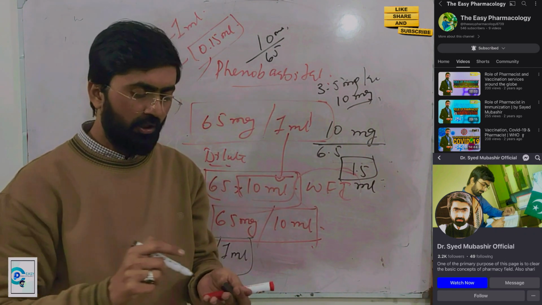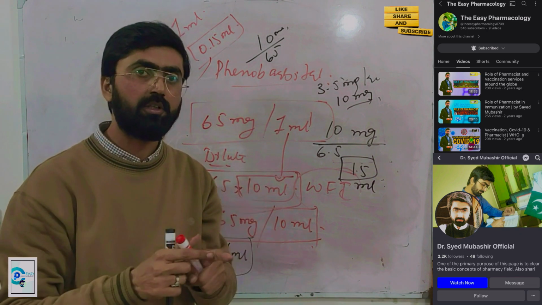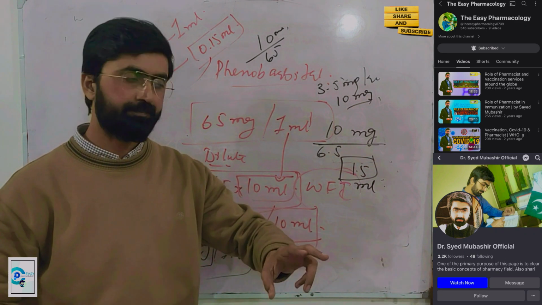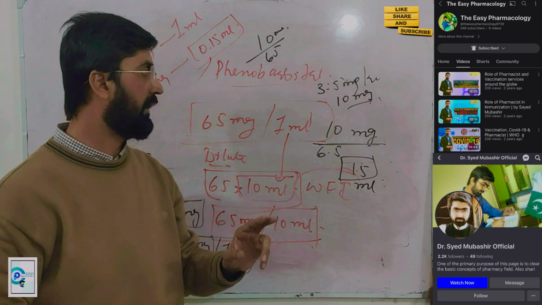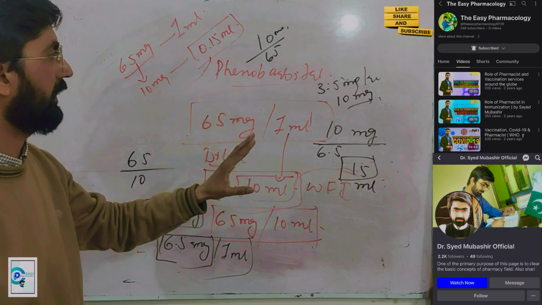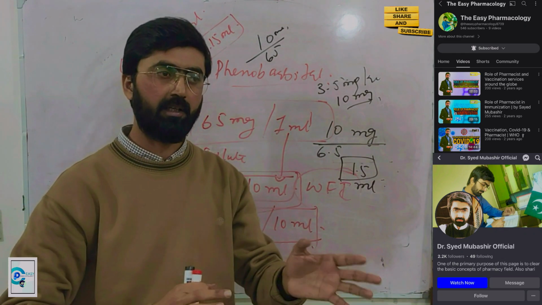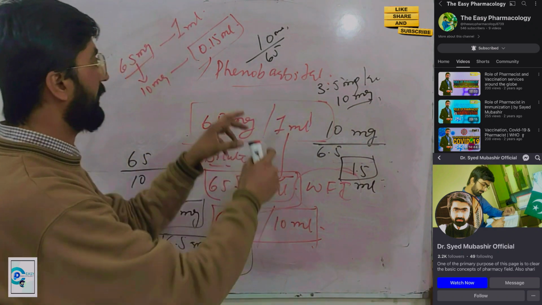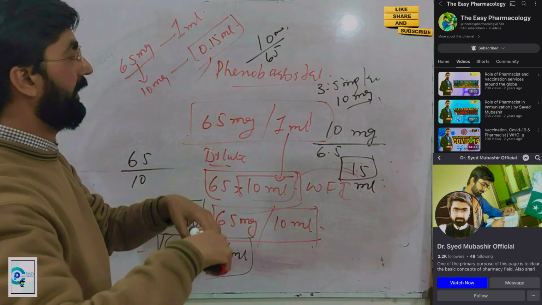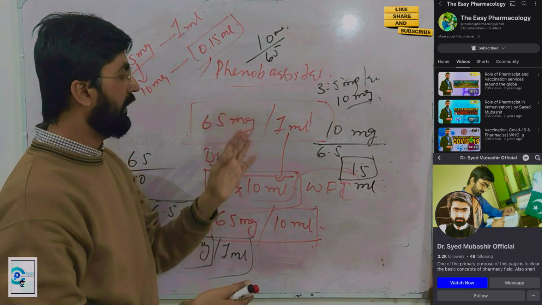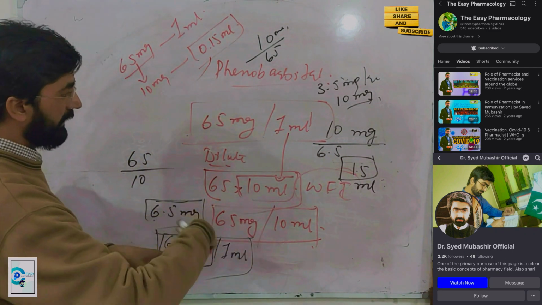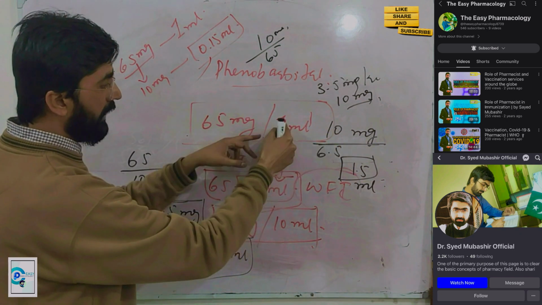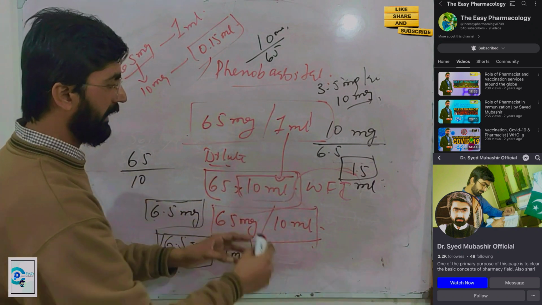So this was all about the dose calculation of injectable dosage forms for pediatric patients. I have quoted two drugs, Ceftriaxone and Phenobarbital, and discussed both situations. If the situation is easy, you can directly do it, but if it becomes quite difficult to draw, you can dilute the given strength of that ampoule. The given strength is 65 milligram per 1 ml. You can dilute in any quantity. Here I have written 10.